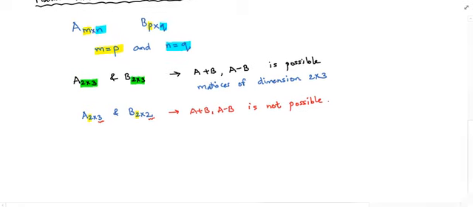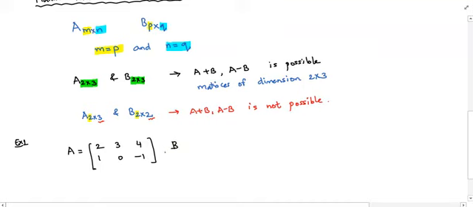Okay, now let's come to the calculation. How do we add two matrices? So let us consider A is the matrix. This is an example. A is a matrix. Say let us take any numbers: 2, 3, 4, 1, 0, minus 1, and we have matrix B as, say, 7, minus 1, 2, 0, 1, 1.